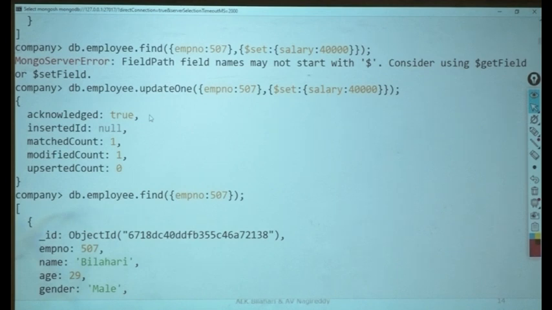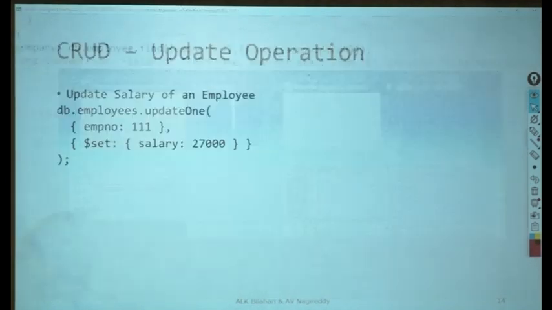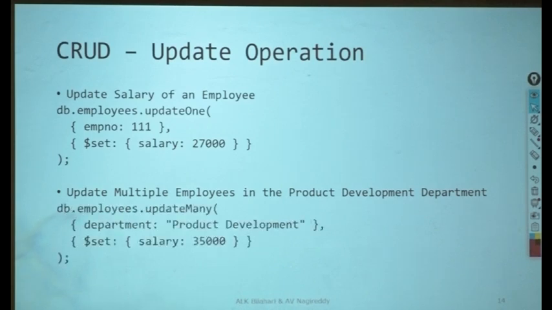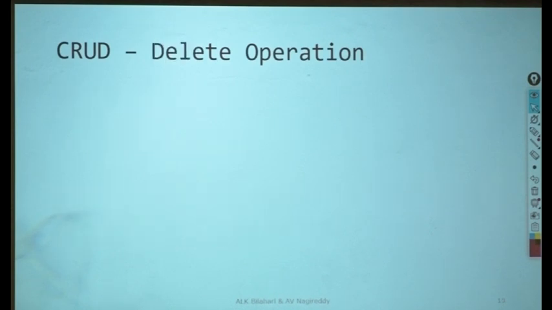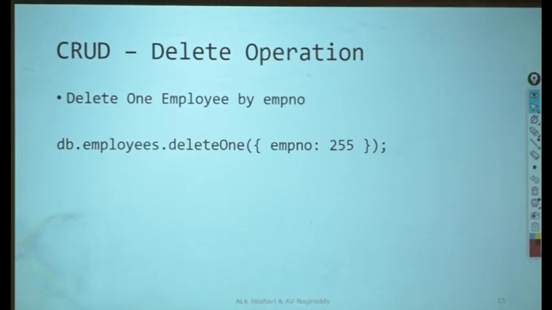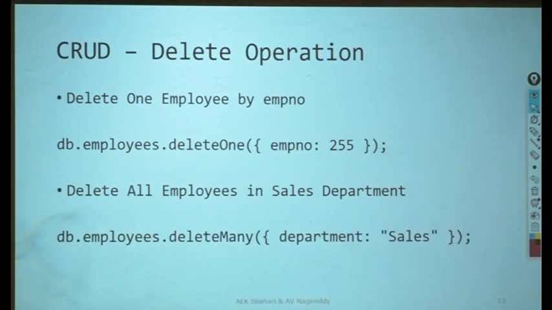Did I make sense, everybody? How do you update? You see, I have written one example over here again. Employee update many, department product development, whose department is so and so. I wanted to equalize all the employees under product development to 35,000. All right. Delete operation. If you wanted to delete one employee, delete one. If you wanted to delete many employees, delete many. I do not want it to perform on this because I do not want to disturb my employee collection.